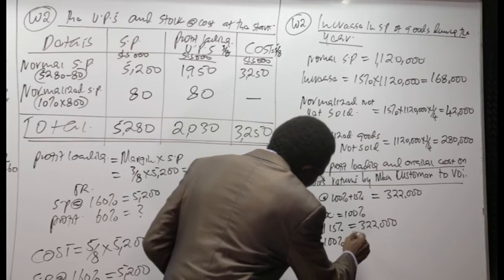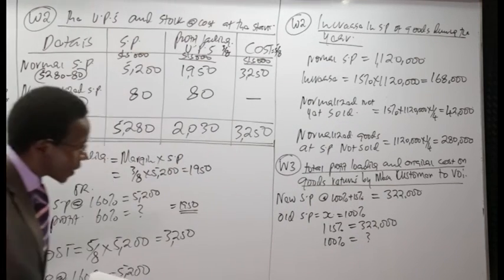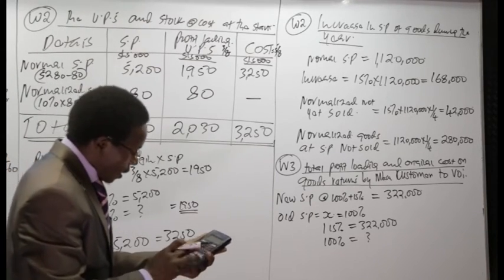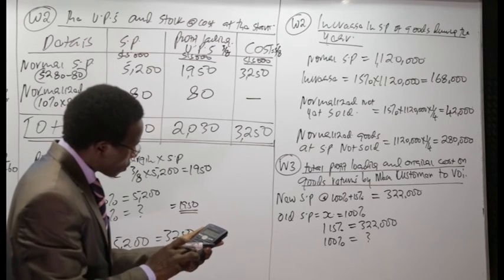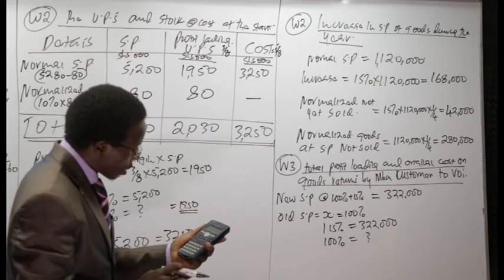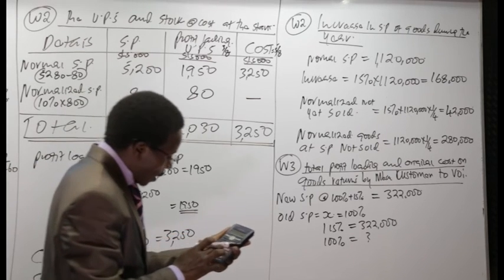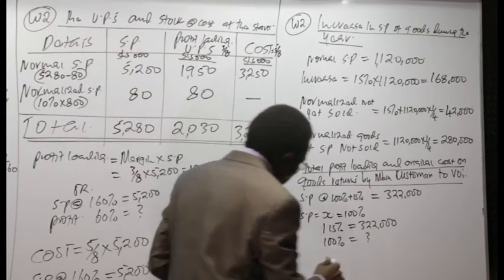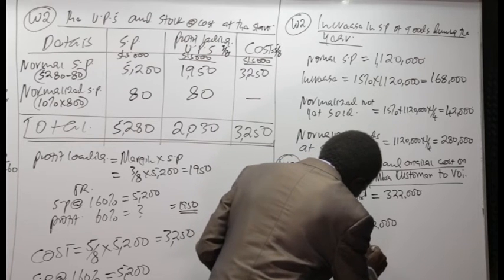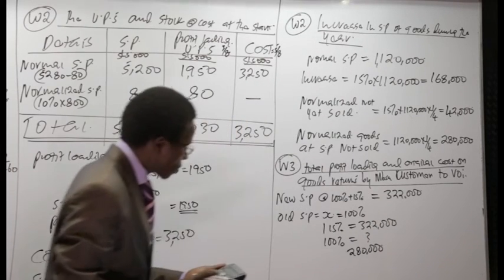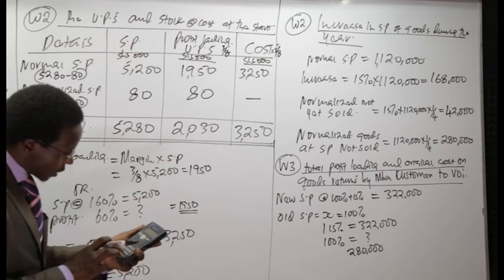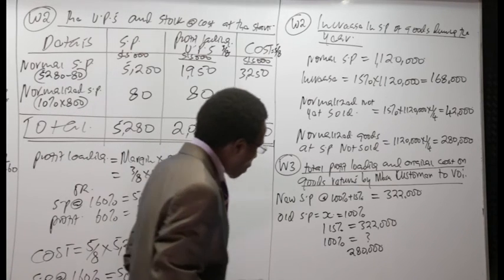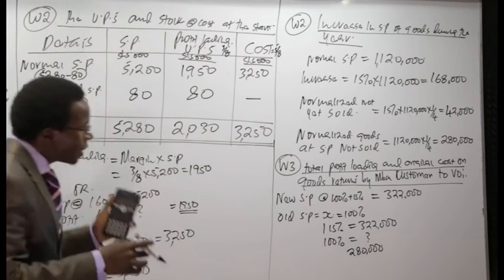So what is the 100%? The old selling price. So the old selling price, definitely, we are going to say 322 divided by 1.15 is 280. So we have it as 280,000. That's okay. So 280,000 is the old selling price.